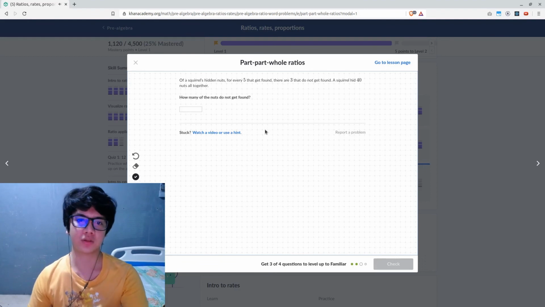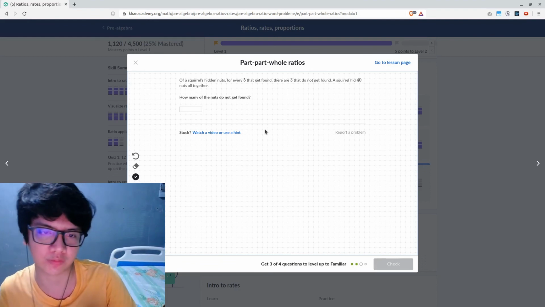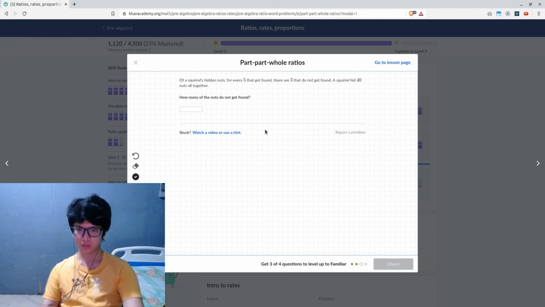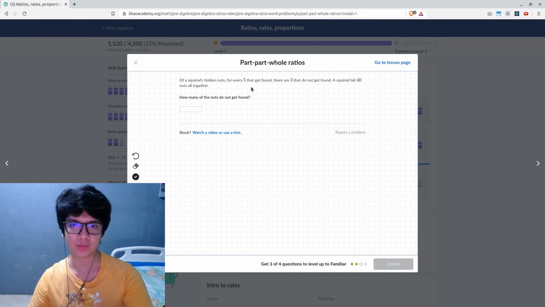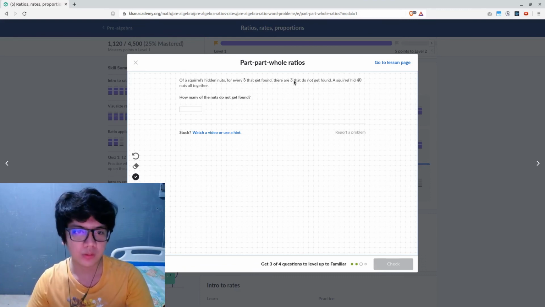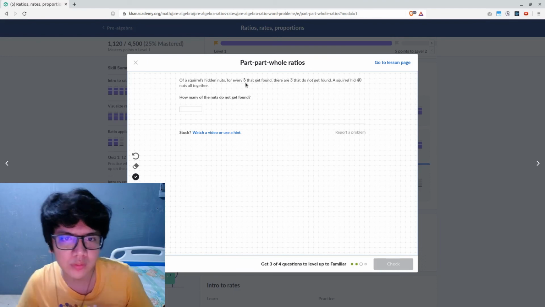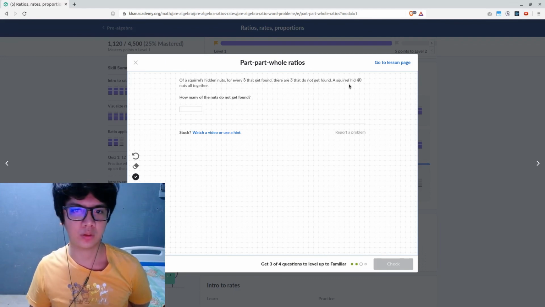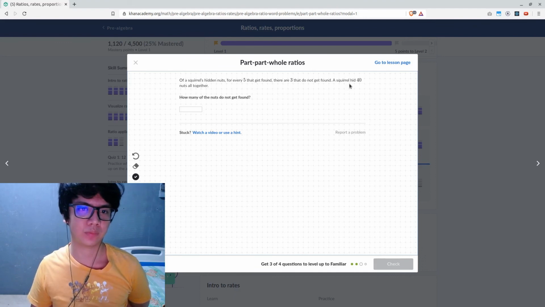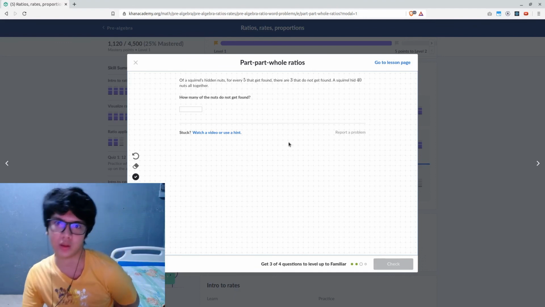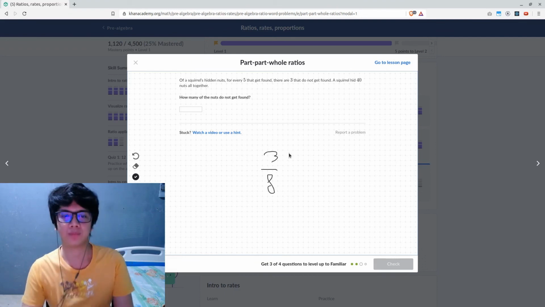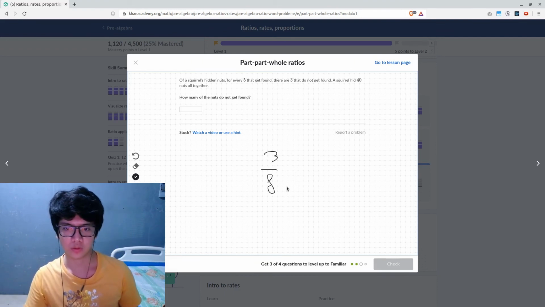Of the squirrel's hidden nuts, for every 5 that get found, there are 3 that do not get found. A squirrel has 40 nuts altogether. How many of the nuts do not get found? Okay, so for that, with 40 and by 8, wait, what? Oh, okay. 3 do not get found, so we have 3 for every 5 plus 8. So for that, we do 15.